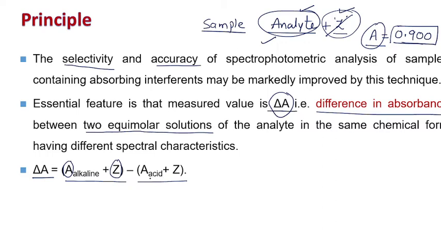So I can get a positive delta A, that is a difference in absorbance, and this difference in absorbance will be considered for calculation. What happens here is that we have to make the changes in our analyte in such a way that they are reproducible, and that is the change in the pH. For example, I can change the pH. So here I am dissolving my sample in the alkaline pH. So what will happen?